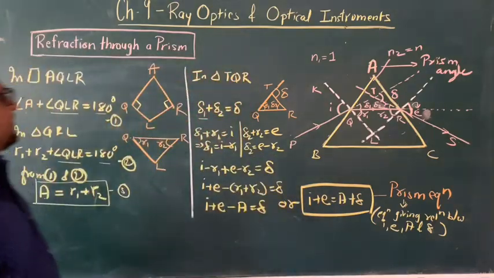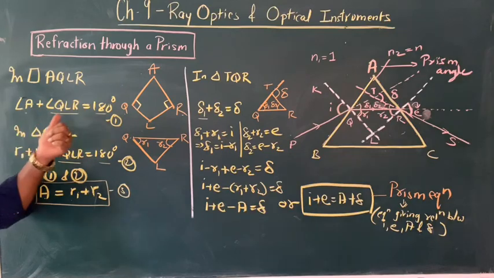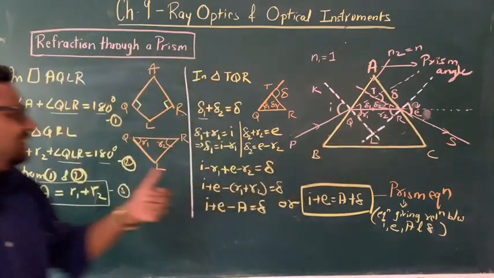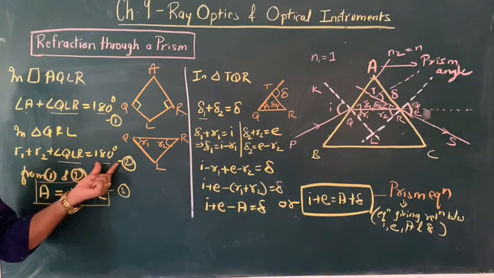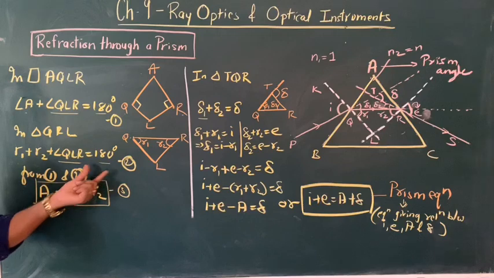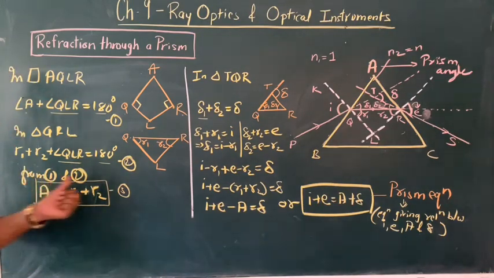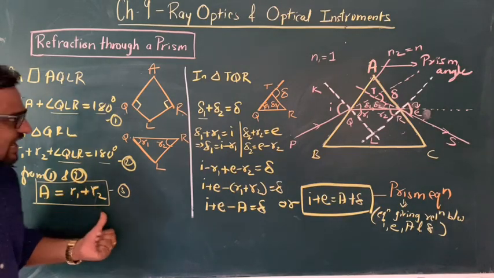Now first take quadrilateral AQLR. From that I get angle A plus angle QLR equals 180 degrees. Taking triangle QRL, I get R1 plus R2 plus angle QLR equals 180. Solving 1 and 2, I get A equals R1 plus R2. Remember this step, this is important. Prism angle A equals R1 plus R2.